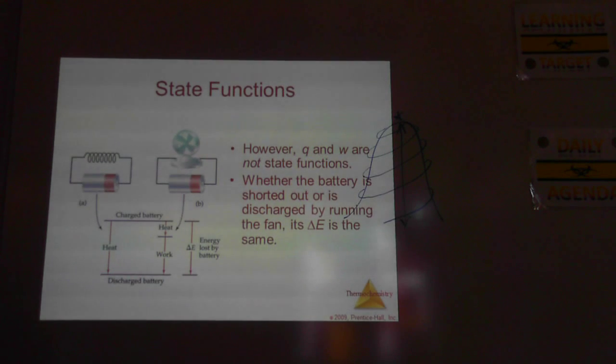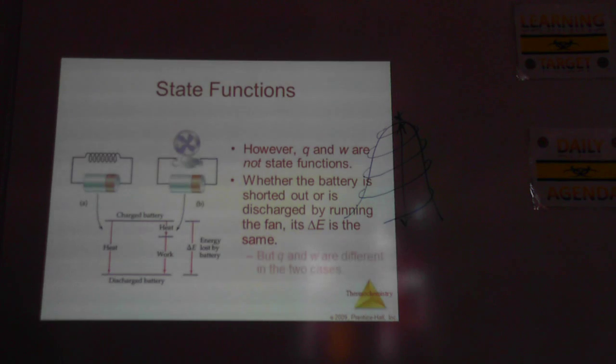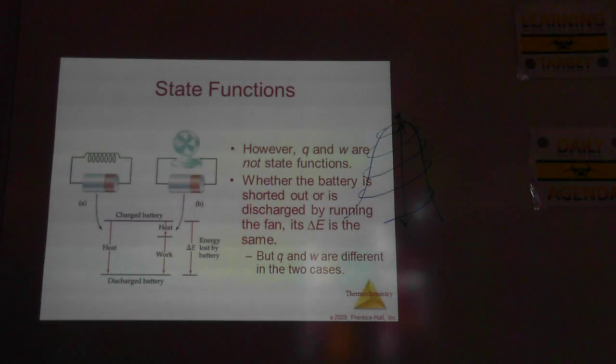So here we have an example of a battery. Let's say we have a battery that has run out of its energy. The battery is shorted out, or it's discharged. So the delta E is the same. It's at 0, but in this case, the Q and the W are different. In the first case, if you have the battery that's shorted out, it didn't do hardly any work. It's a bad battery, it doesn't work right.